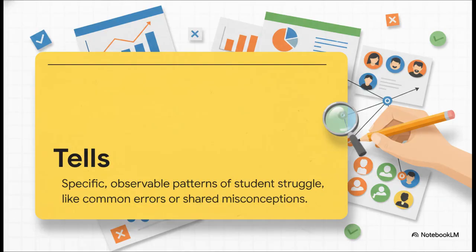Okay, so you're on your planned path. Now what? What are you actually looking for? You are hunting for what we call tells. Now, a tell isn't just a random mistake. Nope. It's a specific, observable pattern of struggle. It's like you're a detective, and you're not just looking for any old clue. You're looking for these specific clues that tell you the bigger story of what's going on in your classroom.